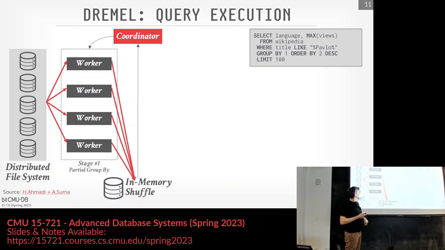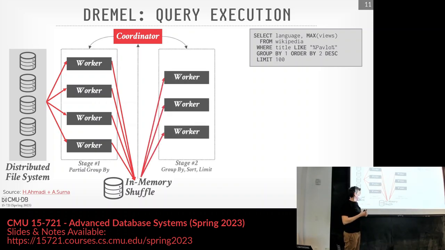Additional things like that. And the coordinator can then decide, okay, for the second stage, here's the number of workers I'm going to need. Here's the data that they're all going to process. And then the workers know how to go fetch this data from the shuffle service, instead of going from the distributed file system, and instead of going directly from the previous nodes, the previous workers in the previous stage.